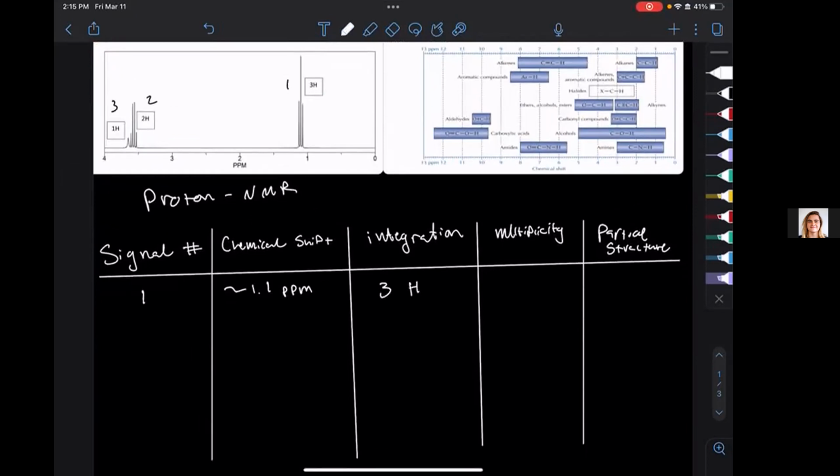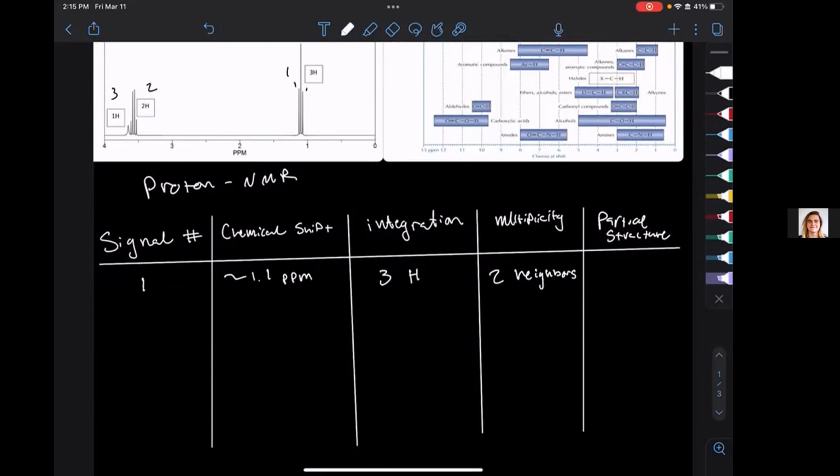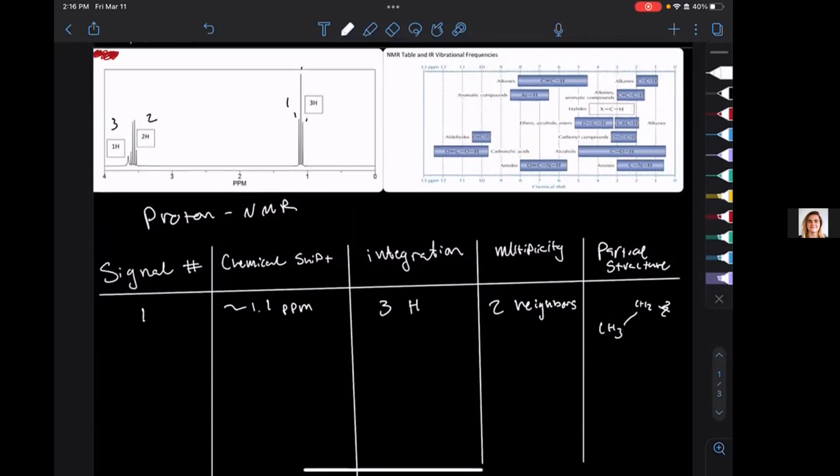The multiplicity, so we can see here that this is in fact a triplet because it has 3 spikes. So we have 1, 2, 3 different spikes within the same signal. That's going to tell us it is next to 2 hydrogens, so it has 2 neighbors. And then a partial structure. This is most likely going to be a CH3 next to a CH2, and then this can be anything. All right, so it's a good place to start.